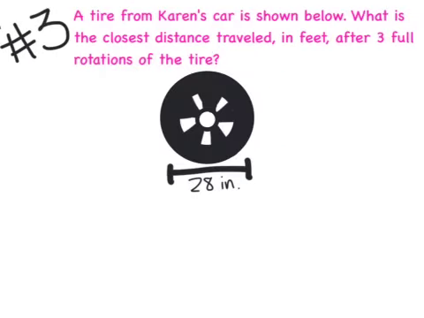Okay, so the last one we're going to look at is number 3 on page 192. And it says, a tire from Karen's car is shown below. What is the closest distance traveled in feet after 3 full rotations of the tire? So I have this tire. Don't hate on it. I know it's not the greatest drawing, but we're going to go with it. And so I have this tire, and it's going to rotate 3 full times.